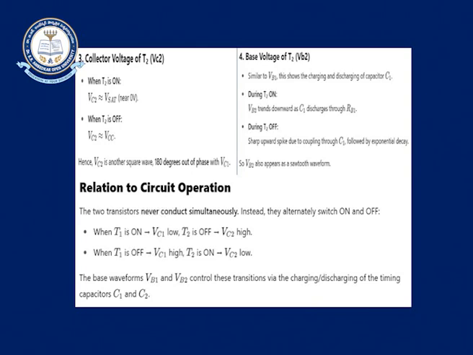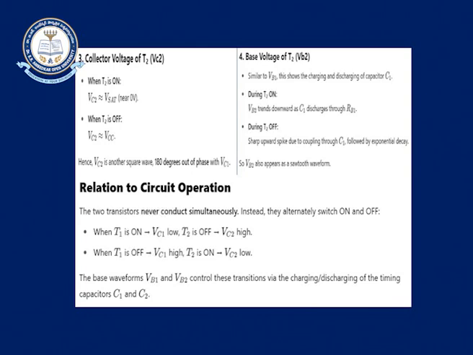The base voltage of the transistor T2 tends towards discharging the capacitor, that is C1, through the base resistance, that is RB1, and when the transistor T2 is off, there is a sharp upward spike due to the coupling capacitor C1 followed by this previous one, and another square wave 180 degrees out of phase with VC1. So, VB2 also appears like a sawtooth wave.